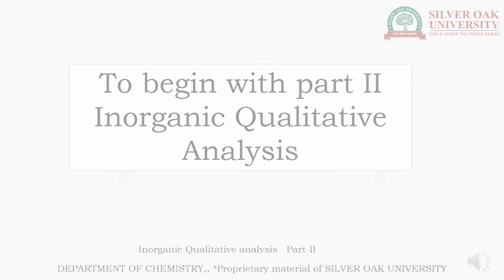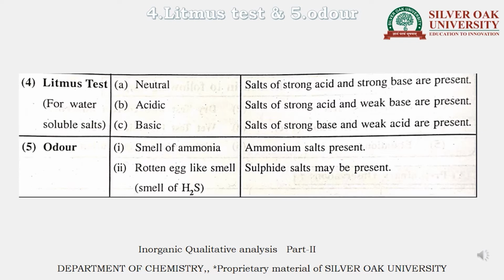So let's start. Our fourth preliminary test is the litmus test, and it is only for water soluble salt. If it dissolves in distilled water, then you can perform this test. Otherwise you can't perform this test for insoluble or partially soluble salt. If it turns the litmus paper red, then strong acid and weak base are present. If it turns blue to blue, with no effect on the litmus paper, then a strong base may be present.